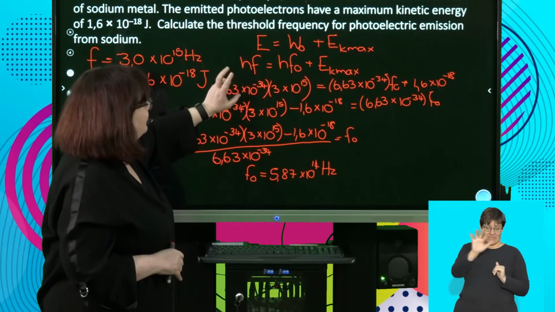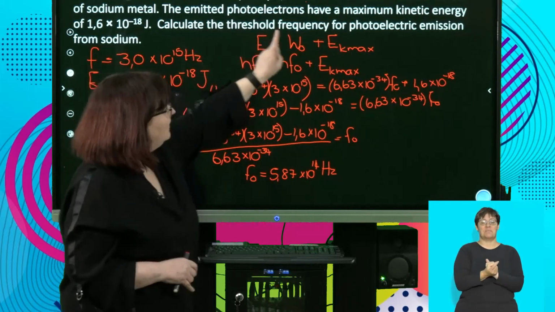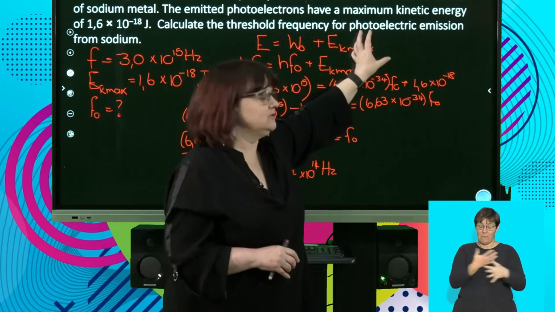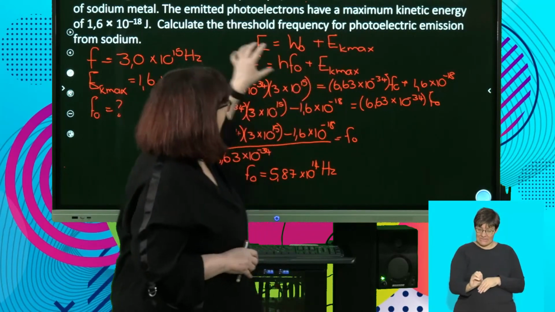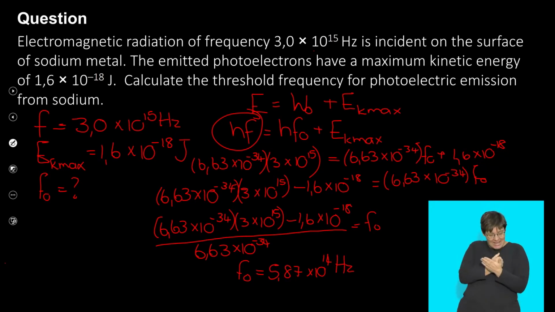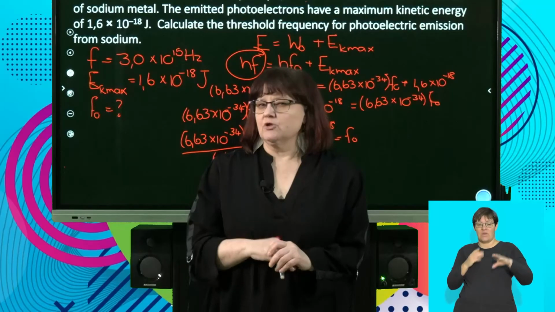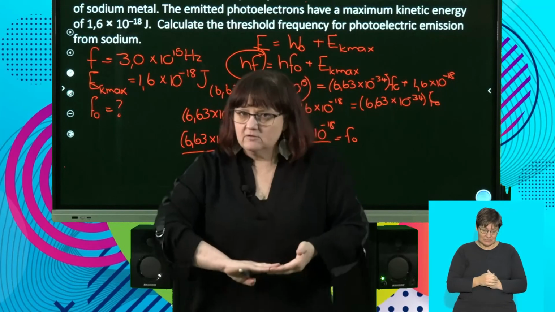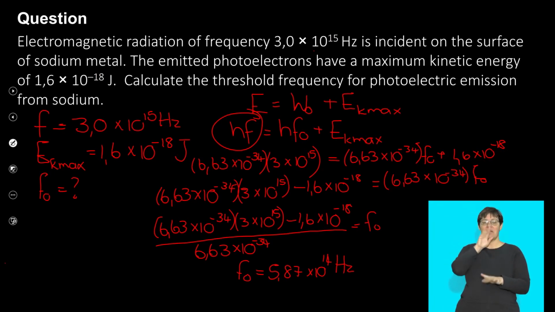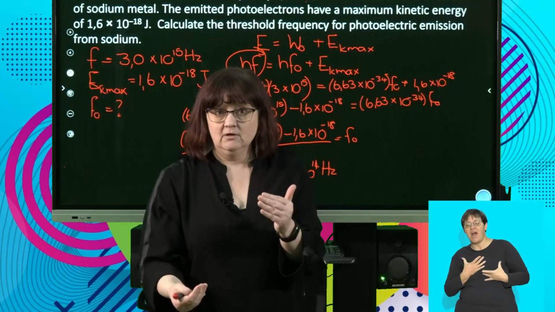And it becomes a problem because for my electrons to have extra energy, kinetic energy, this value must be bigger than the work function. So that's quite important. When you get to the end of your answer, always look at your answer and ask, does that answer make sense? Does it work with the information I'm given?